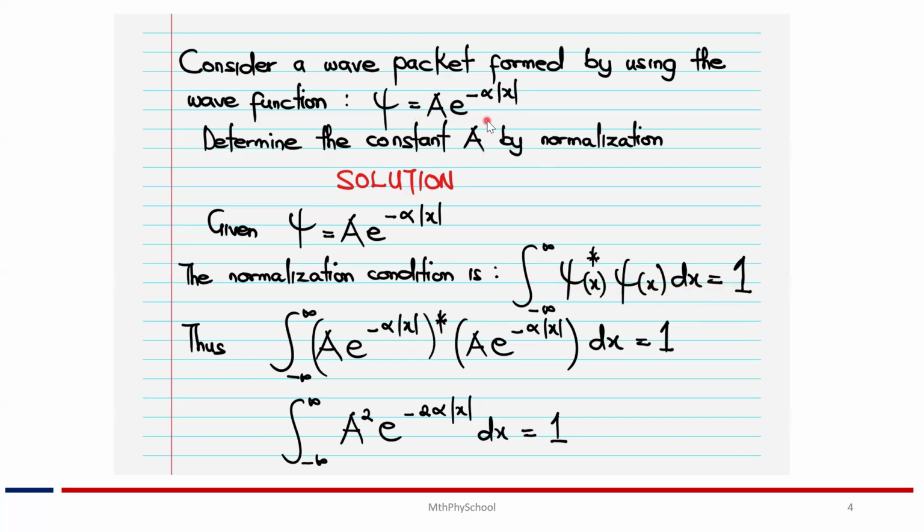If the wave function doesn't have a complex number i, the complex conjugate of the wave function, psi star, must be equal to the wave function. So now we just put this wave function into the normalization condition, and then we solve for A.